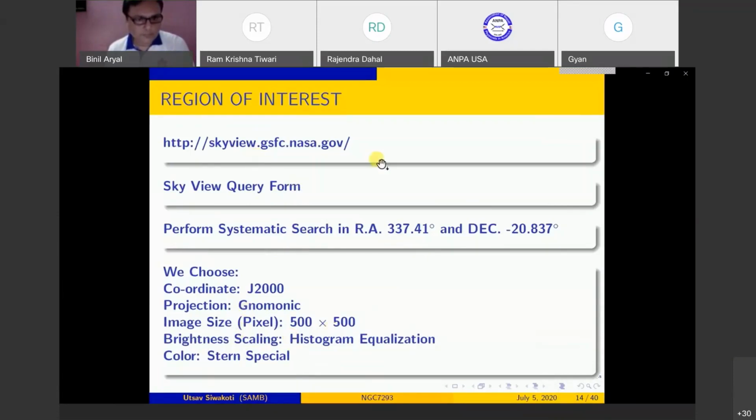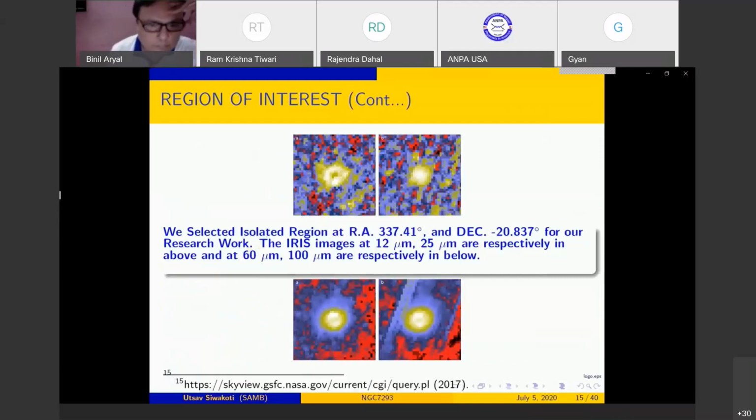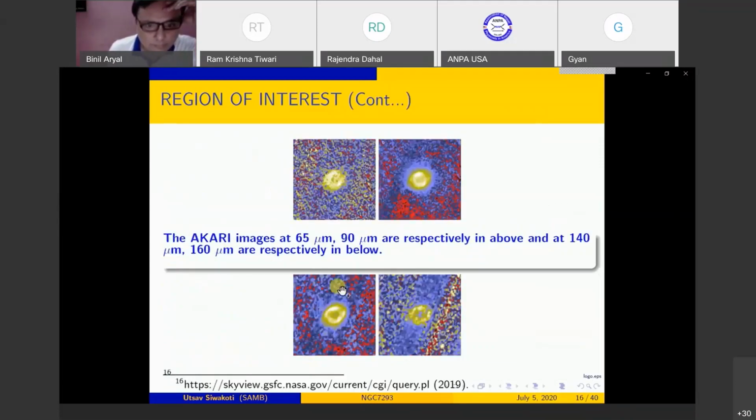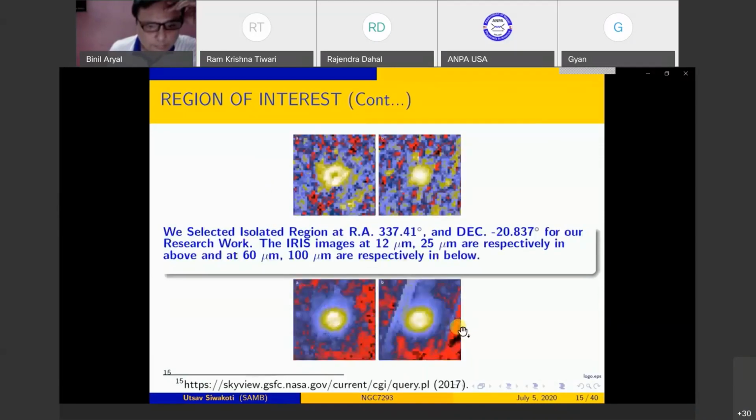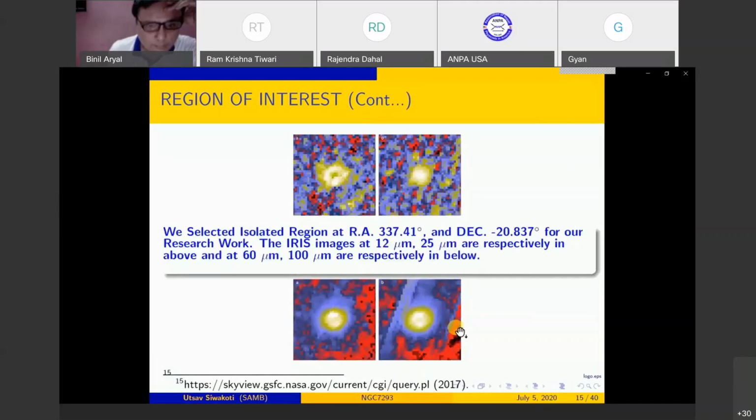From sky view, and this was the final coordinate. Four different wavelengths IRIS image over here. This is 12, 25, 60 and 100. Similarly, for Akari, you can see 65, 90, 140, and 160 micrometer images. So all these images were proper so that we could study. We could download both fields' images and extract the data properly.